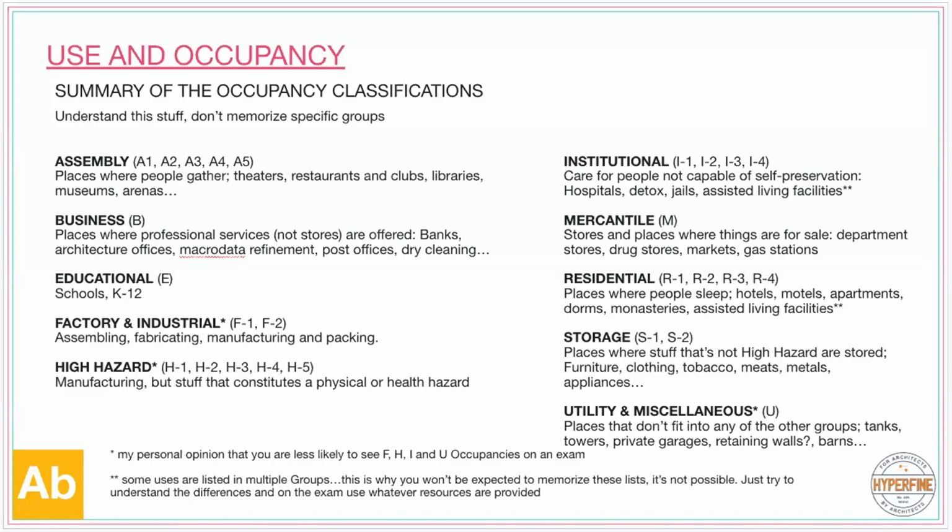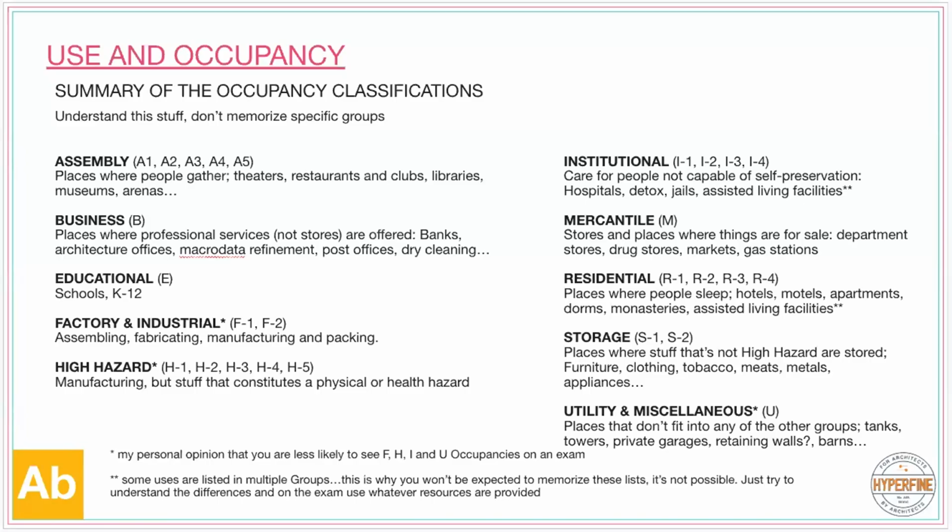Mercantile, this is M, this is stores. So what we call retail or shopping is mercantile. And then utility and miscellaneous is any place that somehow doesn't fit into all these other categories. My personal opinion is you're not super likely to see factory, industrial, high hazard, institutional, or miscellaneous on the exam.